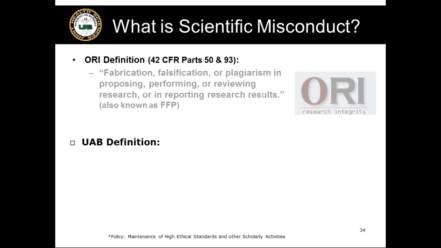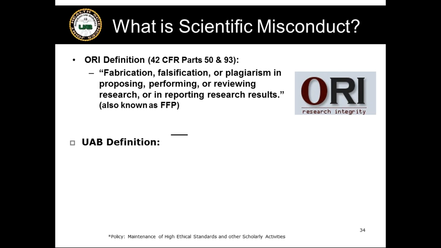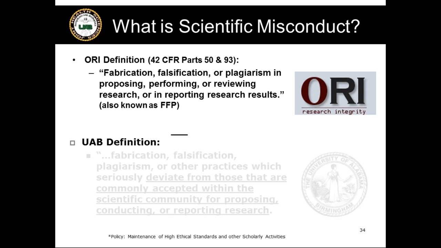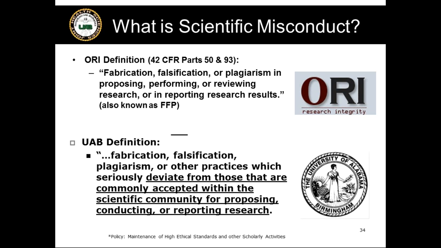So first one is misconduct, right? How many of you have taken the 717 or the refresher course that I do for the orientation? Okay, so you've heard about FFP: fabrication, falsification, and plagiarism. So it's sort of like making up data, stealing words or ideas. That's classic misconduct. So UAB also layers on this part that I've underlined: deviating from those practices that are commonly accepted in the scientific community for proposing, conducting, or reporting research.